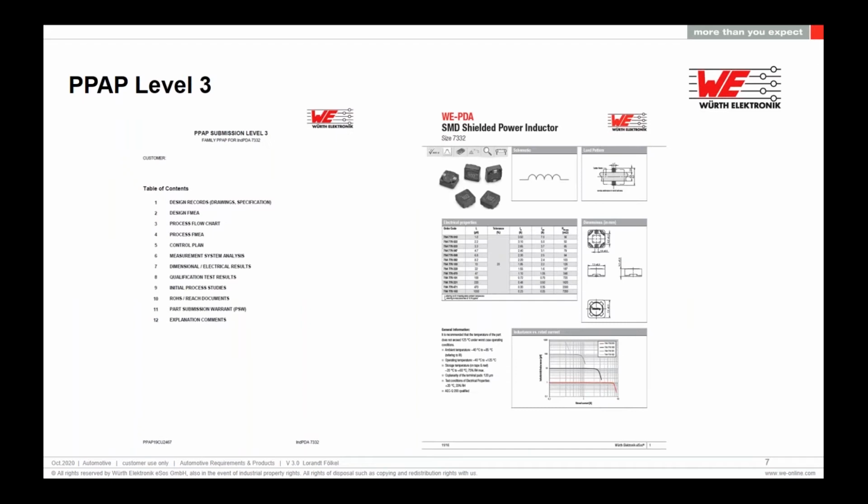By the PPAP level 3, you don't get only one datasheet with one single part number. When we make a documentation in PPAP level 3, you will get the whole product family. What does that mean? If you use, for example, a 10 microhenry inductor, and in the future you will need 4.7 or maybe 100, you don't need to request the whole documentation again, because in this size, in this product family, you get with one PPAP level 3 documentation the whole range that we are producing.